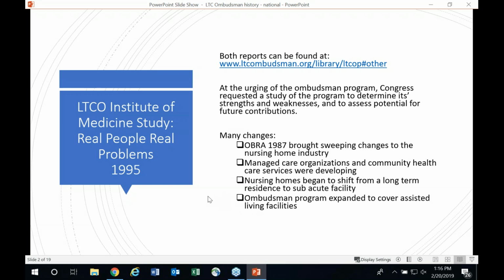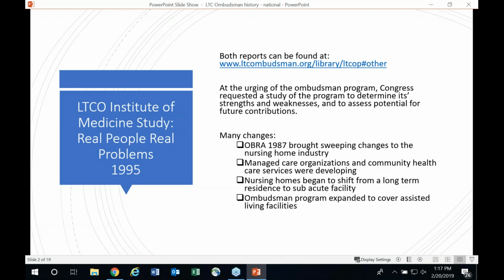The Institute of Medicine study was conducted in 1995. That was my very first year. I'm sure I was walking around with the deer in the headlight look, but at the urging of the Ombudsman program, Congress requested this study, and we really just wanted to take a look at strengths and weaknesses and just kind of see where we were at. By this time, the program had been in operation for about 20 years, so there was some time to be able to evaluate that.